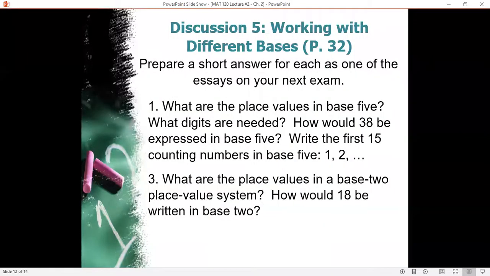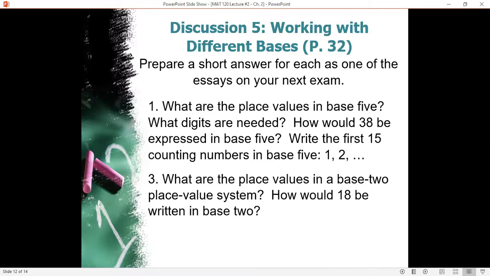Let's talk now about some other bases. Let's talk about base 5. Write a short answer for each as one of the essays for your next exam. So for part 1 and part 2, what that means is get comfortable with the way this works so that when you take your exam, you're able to answer questions.